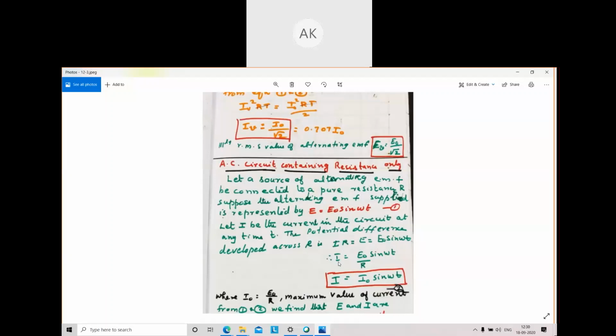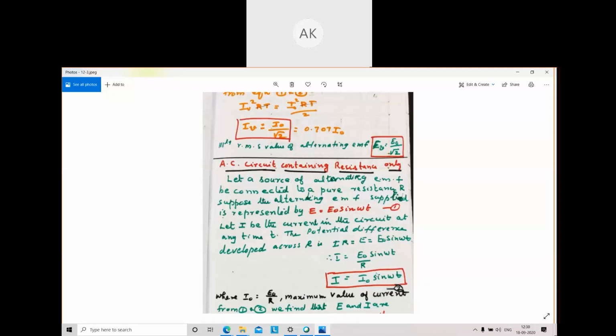So what is I from that equation? Take R to this side. According to Ohm's law, the total EMF by resistance will give the current. So E0 by R into sin omega t. E0 sin omega t by R. This E0 is the peak value of EMF. Peak value of EMF by the resistance will give the peak value or maximum value of current. This term E0 by R is I0, the maximum value of current. So I equal to I0 sin omega t.